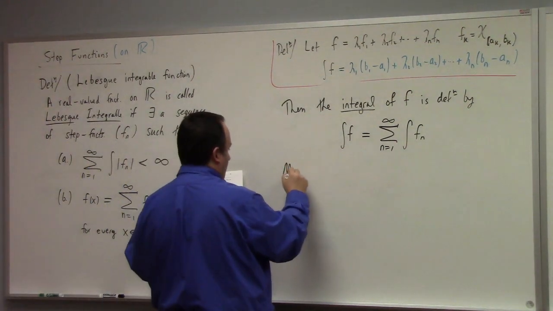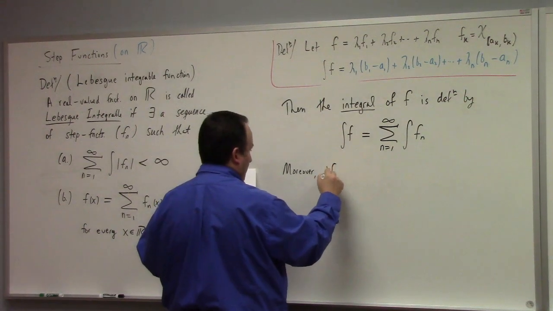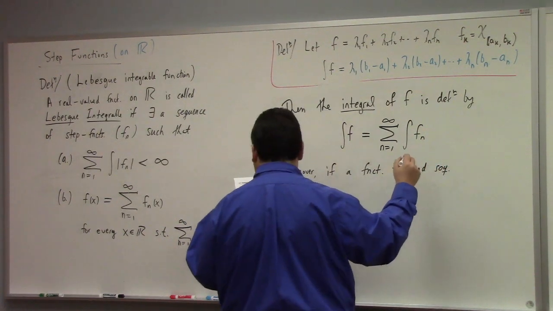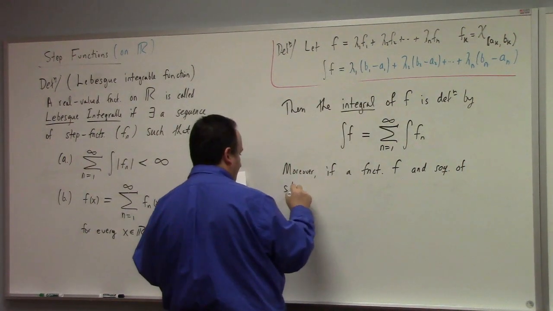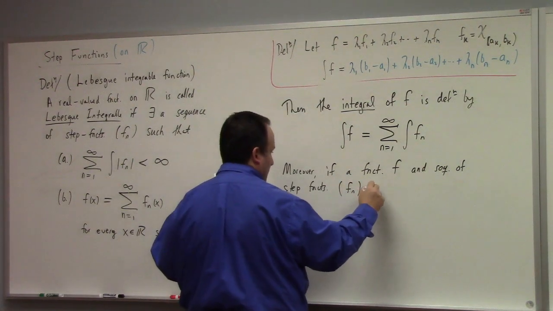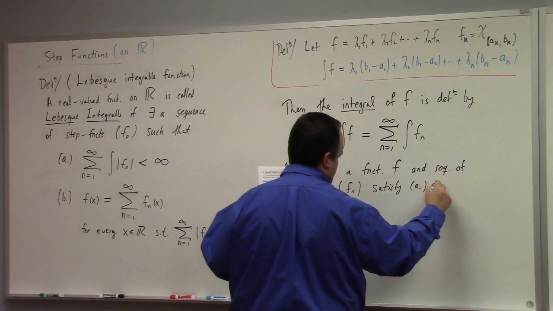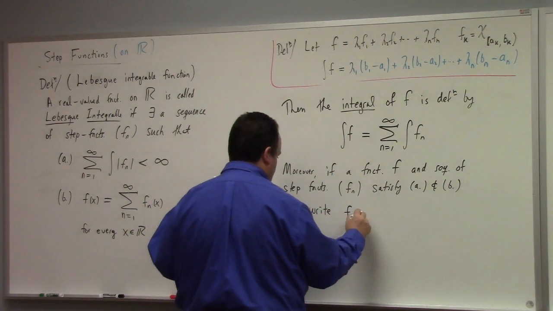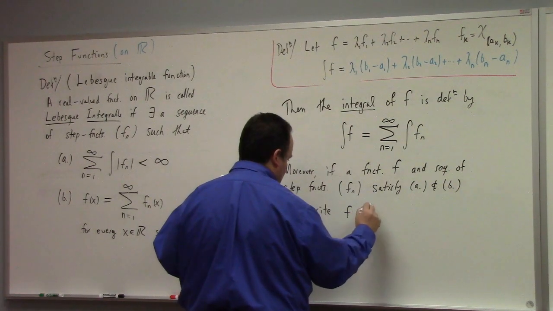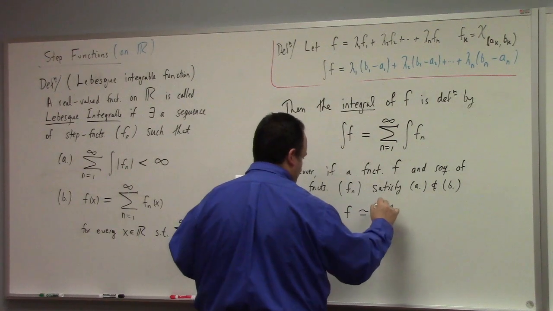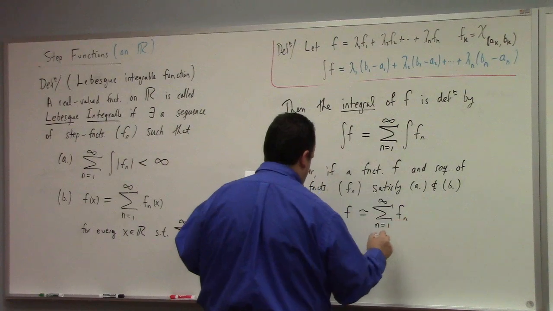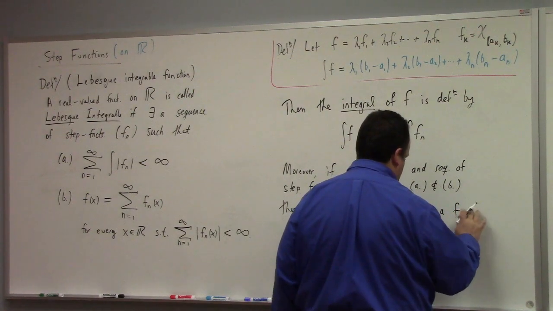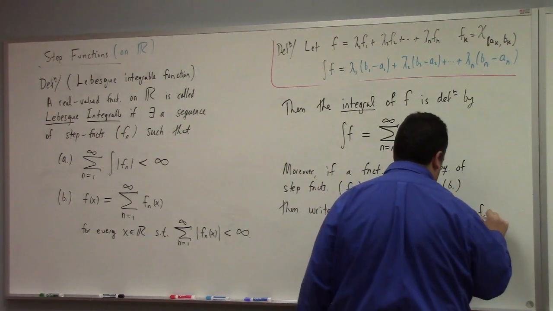Moreover, if a function f and sequence of step functions f_n satisfy a and b, then write f, well, it's one equals, it's like this. I would say approximately, but that's not quite what that symbol is, or, aka f, I'm just going to say approximately because maybe he'll tell me in a second, f1 plus f2 plus da da da.